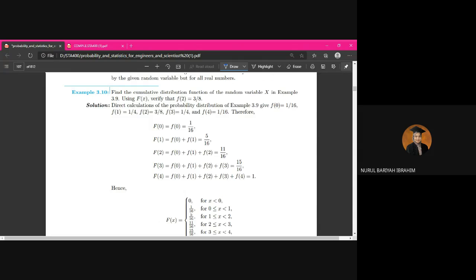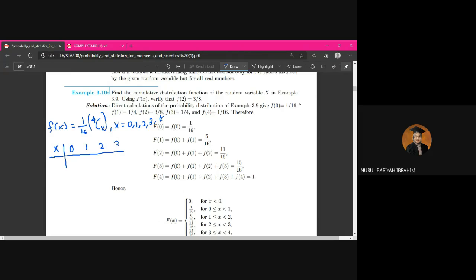Okay, this one, from example 3.9 page 105, its PDF is this one. Sebenarnya dia punya function f(x) equal to 1/16 and 4cx, for x = 0, 1, 2, 3, 4. Okay, so kalau kita buat dalam bentuk distribution table, it will be x = 0, 1, 2, 3 and 4.